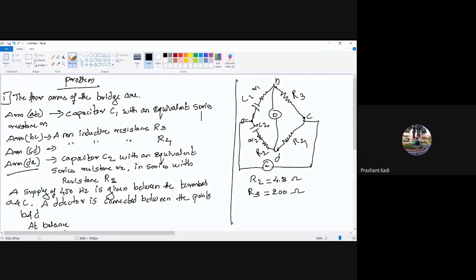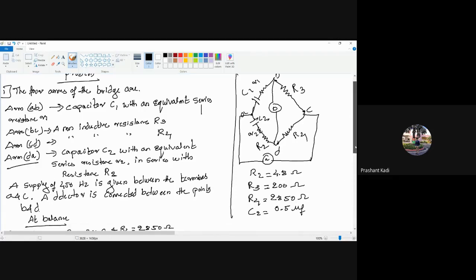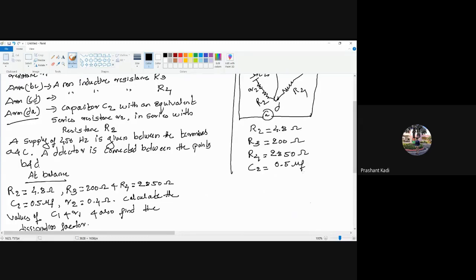So next, R4 is given. R4 is 2850 ohm. Capacitor C2 is given. It is 0.5 microfarad. Microfarad means 10 raised to minus 6 farad. Right. So next, small r2 is given, 0.4 ohm. And calculate the values of C1 and R1.